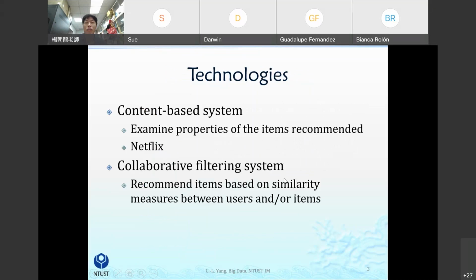Okay. All right. So there are different technologies we actually use, and I want to explain that. For example, the content-based system. It basically examines the properties of the items you want to recommend. For example, on Amazon.com, they take a look at the details of the item description. And in the item description, there is some information, right? So they check with that and try to find who they would like to recommend this to.